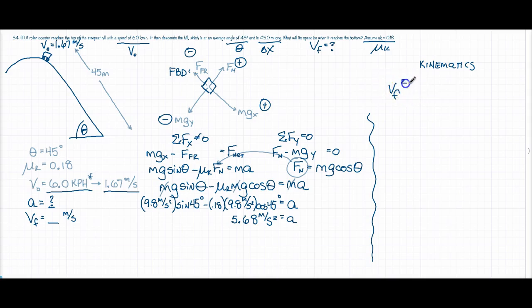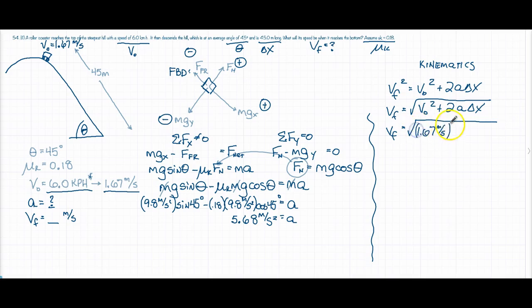I'm going to use Vf squared is equal to Vo squared plus 2a delta x. Final velocity becomes the square root of V naught squared plus 2a delta x. Now I'm ready to substitute in. My initial velocity is going to be 1.67 meters per second. I have to remember to square the whole term. Add to that 2 times my acceleration that I just found in the dynamics problem, 5.68 meters per second squared, times, and this gets a little awkward the way I formatted it, the displacement, 45 meters.